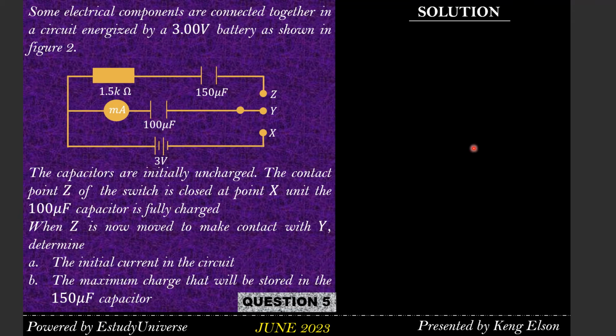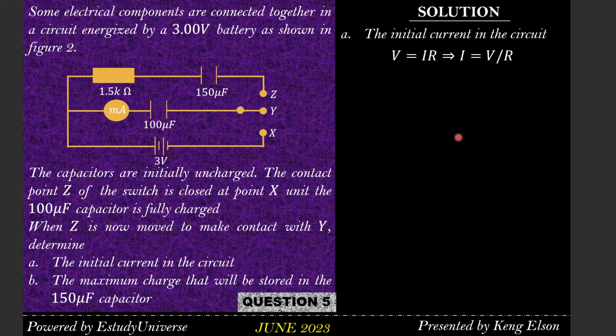So let's begin with the initial current. Basically, initially you know that V is equal to IR, where V is the voltage of the circuit, I is the current of the circuit, and R is the resistance of the circuit. Initially we have that the 150 and 100 microfarad capacitors were uncharged.